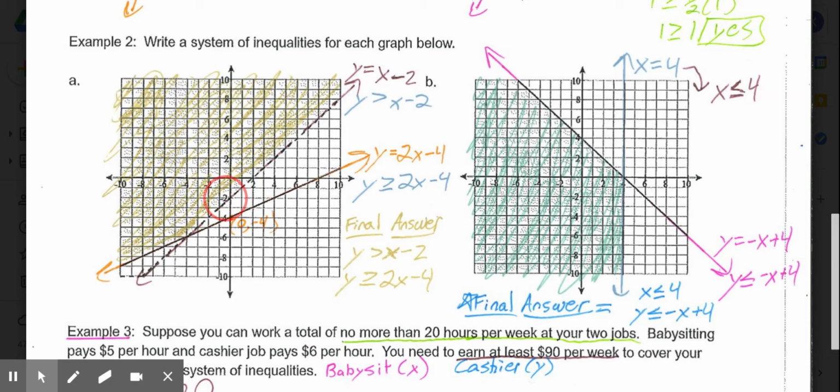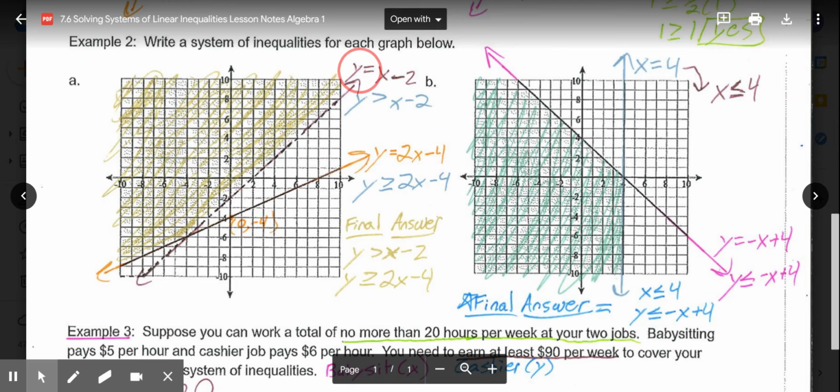This graph's y-intercept is -2. So I know my equation is going to end in a -2. B is a -2. Then I need to figure out the slope of this line. It's up 1, right 1. Up 1, right 1. So my slope is just 1x.